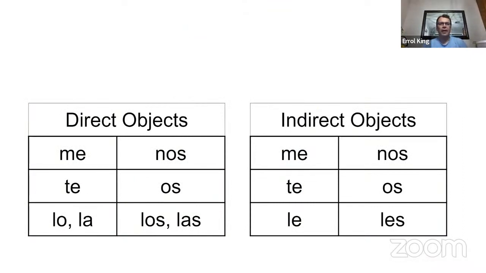Okay, so some of you might have a question about where to place direct object pronouns, indirect object pronouns, and even reflexive object pronouns that go on verbs like levantarse. So that would be the me, te, se, nos, os. So we'll talk about that. We'll take a look at a mnemonic device that might help you handle that a little bit better.